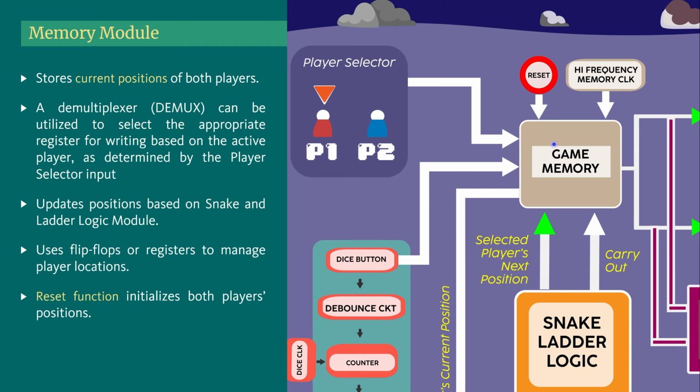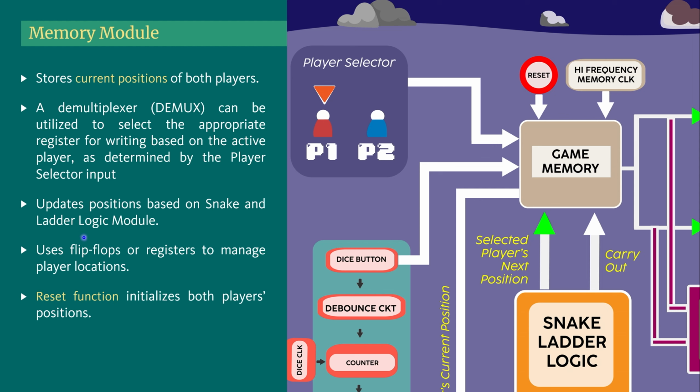Now you can use a demultiplexer to select player one, because there will be two memory modules for player one and player two. So you can use a demultiplexer to select the appropriate register to write to based on the active player. You can see the player selector is an input to the game memory, and also the dice button, because only when the dice is pressed will you update the memory. If the dice is not pressed, then why would you update the memory, right?